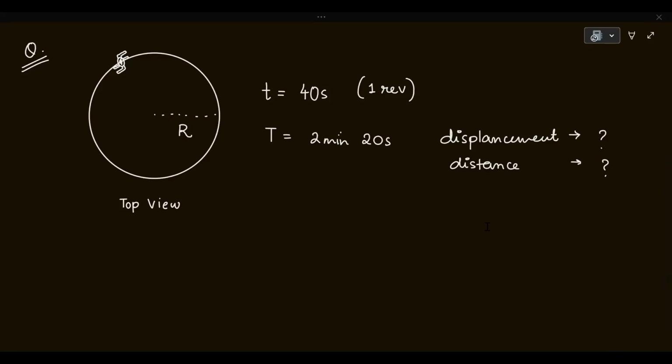Yes, Shrishti is correct. Distance is 7 pi r meters and 3.5 revolutions is also correct, but I didn't ask you how many revolutions. How much is the displacement and how much is the distance? Distance is 7 pi r, absolutely correct. Displacement is 2r. That is correct.